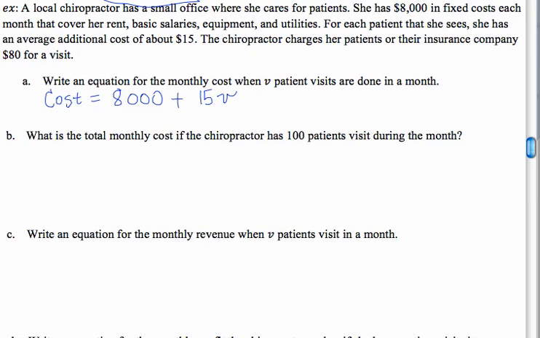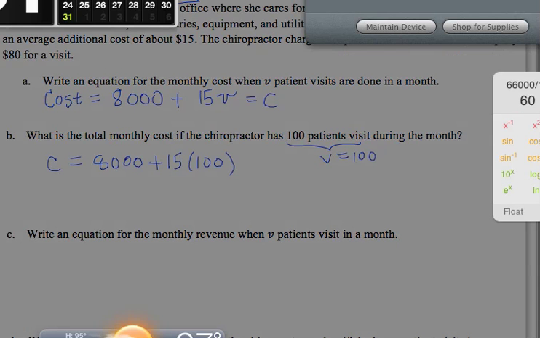So if we plug in 100 patient visits, that means V is 100. So if I plug in right here 100 for V, we'll have 8,000 plus 15 times 100. And this is an all-important step because it shows me that you understand what you're doing. It takes you about a second to write, so please write that step. If you just start writing numbers everywhere, you're going to get 0, okay? Don't just take numbers for answers. You have to show your work, or it is not worth anything.